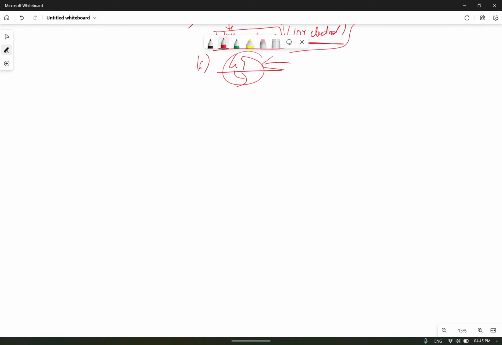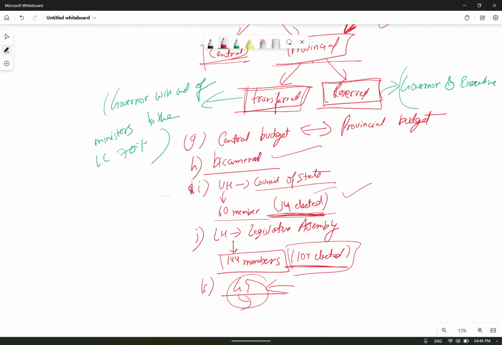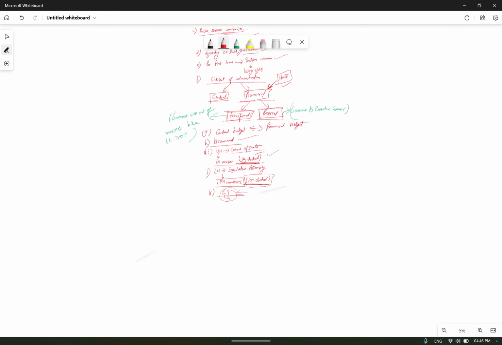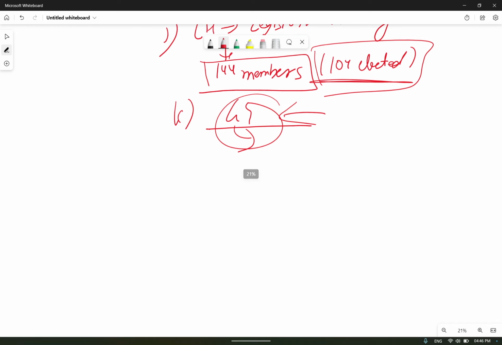In this lecture we are going to discuss the last Government of India Act, which was the Government of India Act of 1935.